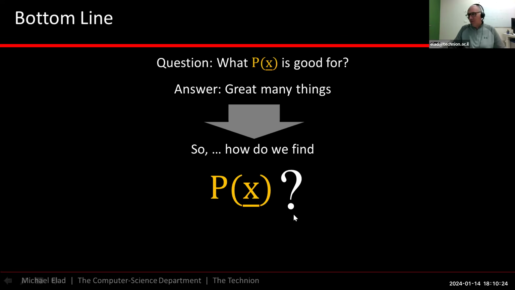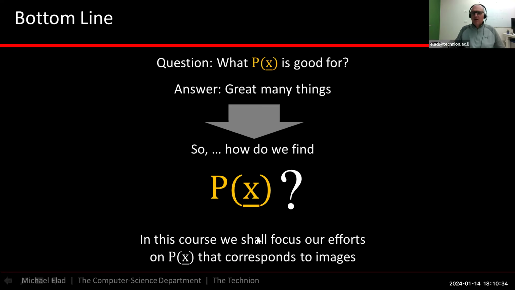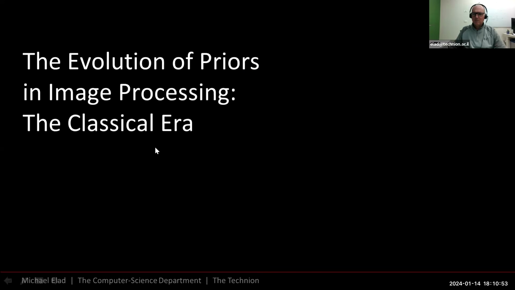Okay, so obviously the question is, who is P of X? If P of X is so important, how do you put your hands on it? So this is the next topic. In this course, we will focus on P of X that corresponds to images. But again, much of what will be said here applies to other sources with adjustments. Okay. In the coming 10 minutes, hopefully I will cover the next portion where I talk about the classics.